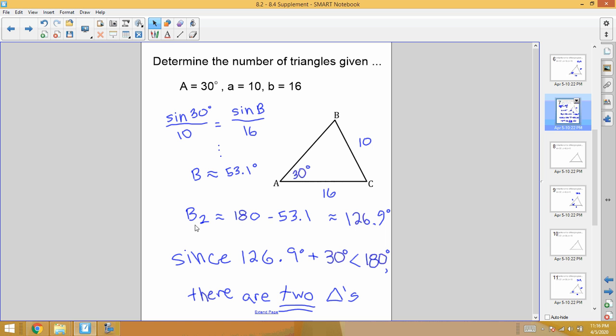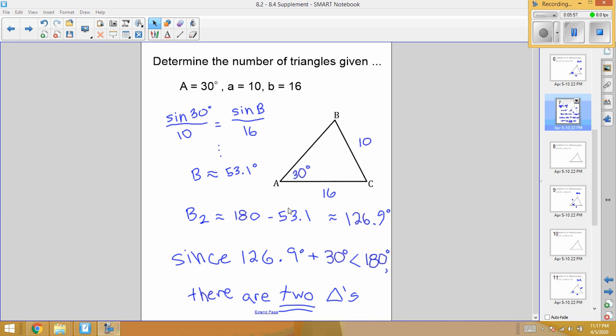Since it's the ambiguous case, you want to find what B2 might be. And the way you do that is you find the supplement of 53.1. So if you subtract 53.1 from 180, you get 126.9 degrees. And if you take that angle and add it to the original 30 that was given, angle A, since those two angles add up to less than 180, that means there's enough room left over for there to be a third angle, which means that angle B2 case does work. And since that happens, there will be two triangles in this particular problem.